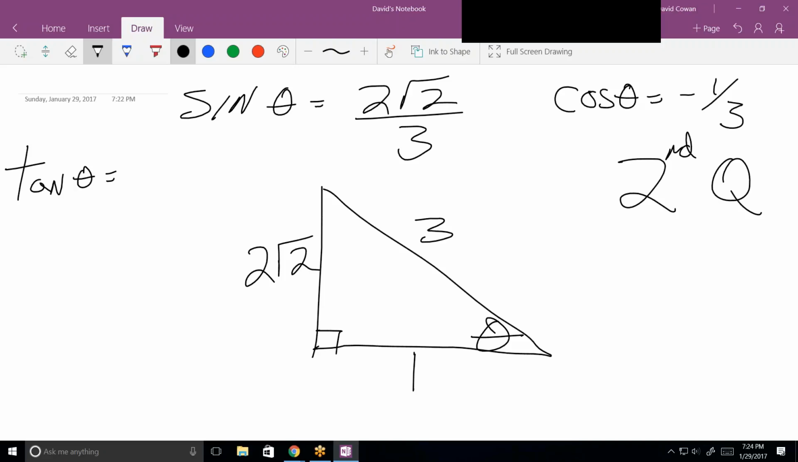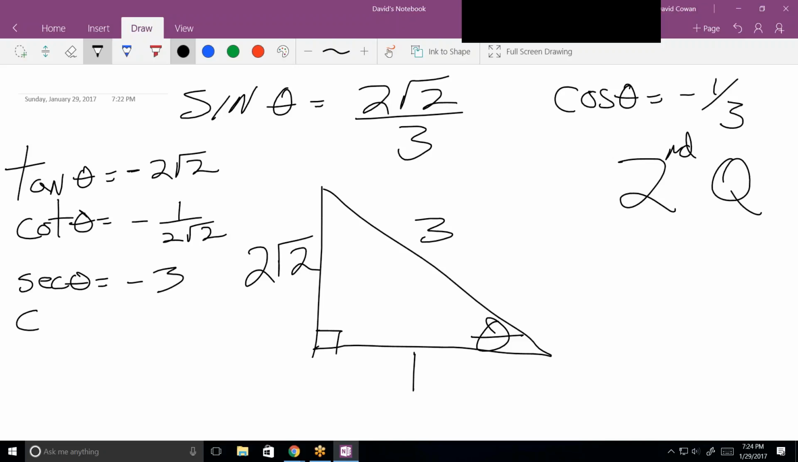What's tan of theta? 2 root 2. And what is its positive or minus sign? It's negative. Okay. What's cotangent theta? Negative 1 over 2 root 2. What's secant of theta? Negative 3. What's cosecant of theta?